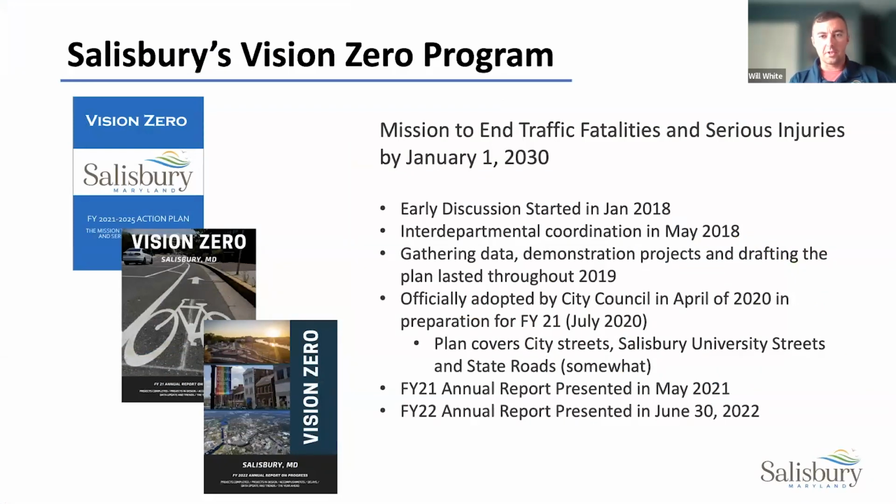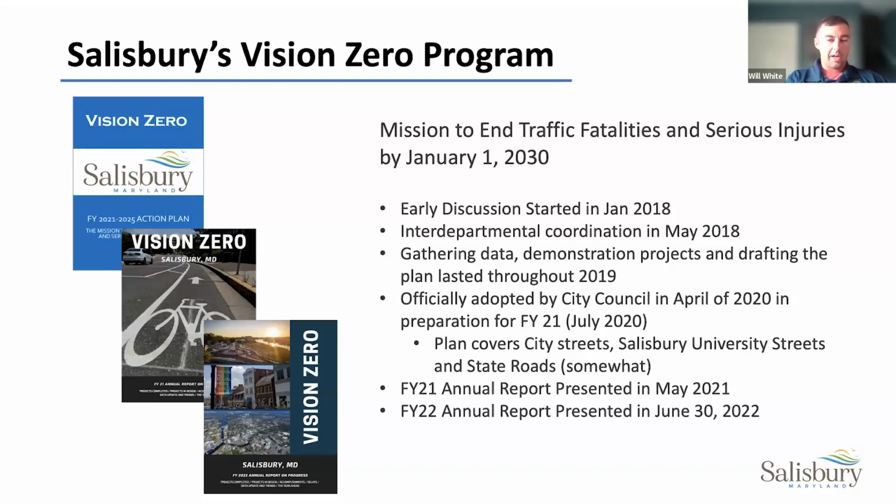A little bit of background on the Vision Zero program. The mission is to end traffic fatalities and serious injuries by January 1, 2030, and essentially the whole timeline is based around hitting that goal. We started our original discussion in 2018 and kicked off a bunch of interdepartmental coordination throughout that. That included talking with Maryland State Highway Administration and Salisbury University as well, which also controls some streets in the city. We gathered data, put the plan together, and actually adopted the plan on the first virtual city council session when COVID kicked off in March 2020. And we've been going strong ever since.